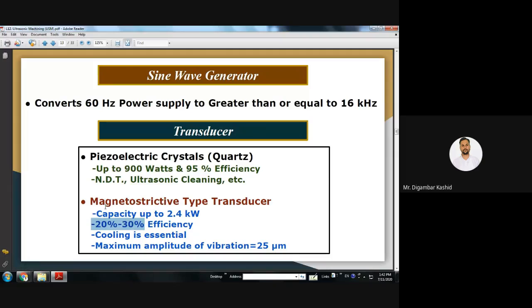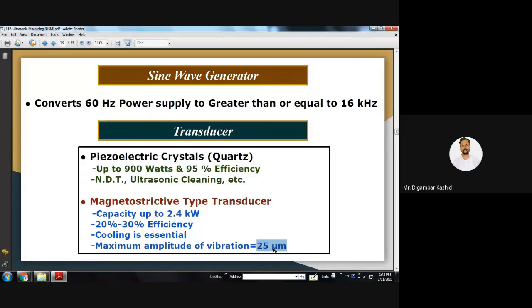But in the case of this magnetostrictive type transducer, you always require cooling. So for this particular type of transducer, cooling is essential. The maximum amplitude of vibration that you can obtain with this type of transducer is 25 micron. So this is about the transducer.